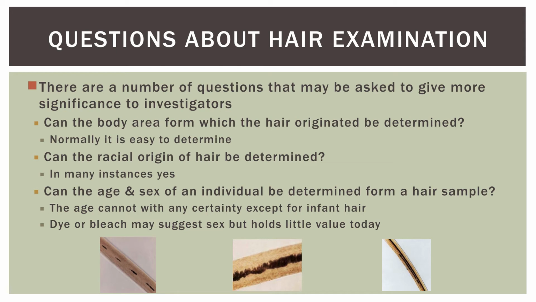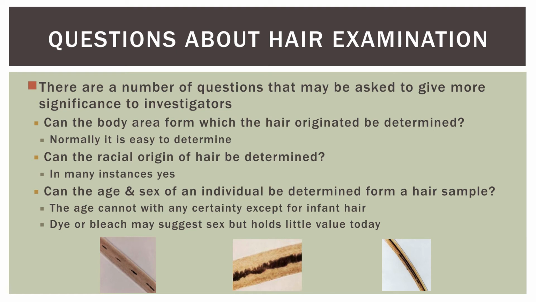Another question is, can the racial origin of the hair be determined? In many instances, it can, especially when we're looking between Caucasian and African American. African American hair tends to be kinky with a dense, unevenly distributed pigment, whereas Caucasians usually have straighter, wavy hair with fine to coarse pigments, and their pigments tend to be more evenly distributed. However, with each of these come many exceptions to these rules. So yes and no comes from that.